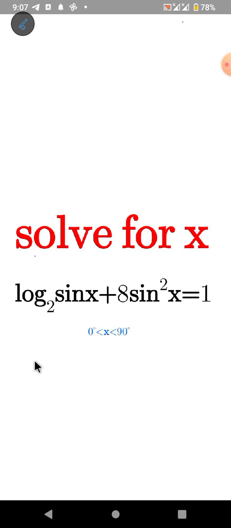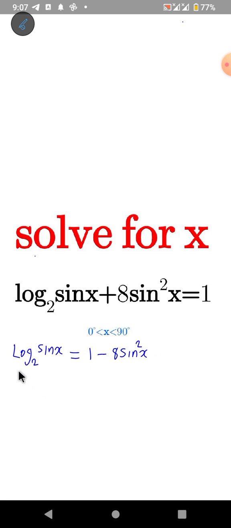Today I'll be solving this interesting equation. Now I'm going to start by taking this 8 sine square x to the right hand side. So we will now have log base 2 sine x equal to 1 minus 8 sine square x. So we take plus 8 sine square x to the right hand side, so it becomes minus 8 sine square x.